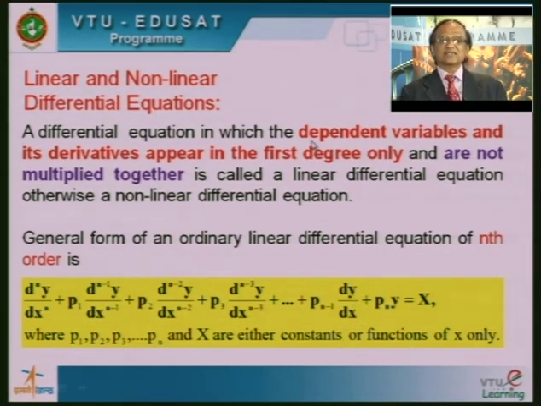So, the definition says that the dependent variable and its derivative, it means y and dy by dx, right, appear in the first degree only. Here the degree of dy by dx is 1 and the degree of y should also be 1, is it clear, and are not multiplied together. I cannot write y into dy by dx, is it clear. In such a situation, we call it a linear differential equation.